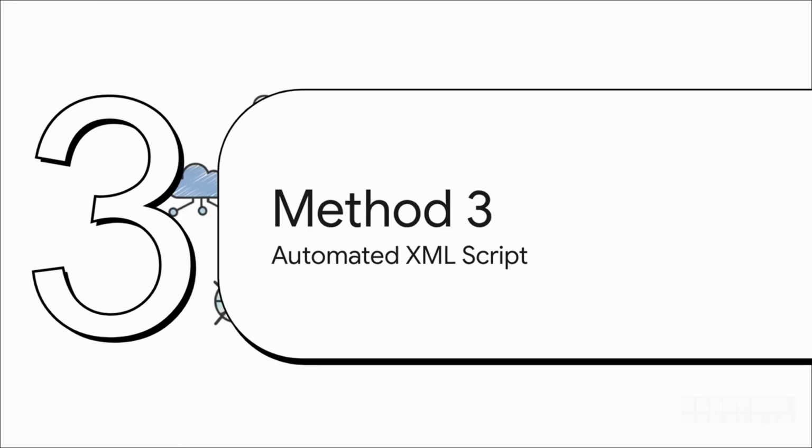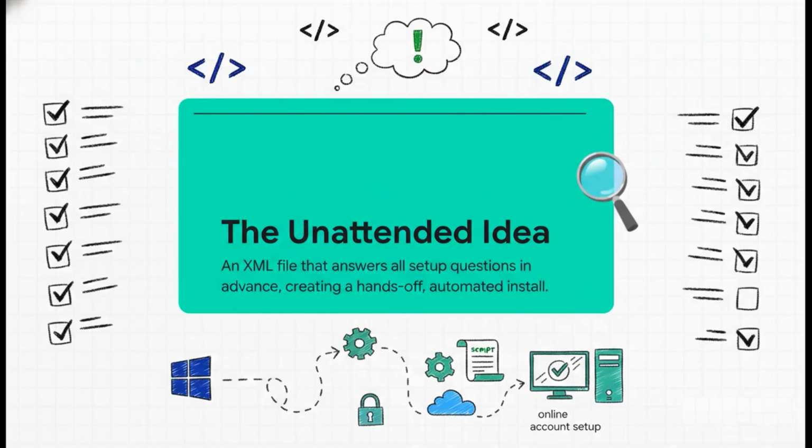All right, on to our final and most advanced tool. This is the ultimate set it and forget it method. It's for the power users out there who really love automation. So the whole idea here is to create what's called an unattended installation file. It's basically a script, an XML file, that acts as a super detailed to-do list for the Windows installer. It answers every single question in advance, so you don't have to lift a finger.